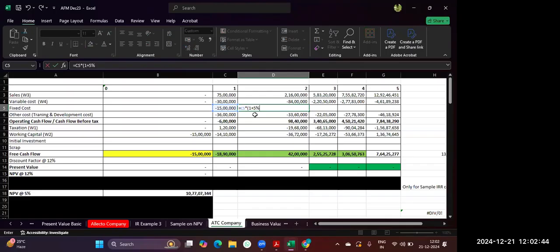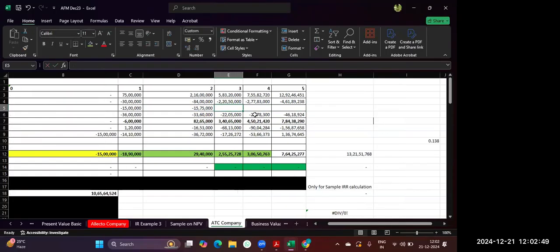Every year is it increasing by 5%? Yes, sir. Or is it stopping somewhere? Every year it will increase. Okay. So I've increased my fixed cost. Clear, everyone? Yes, sir.